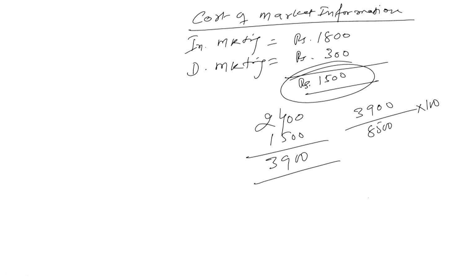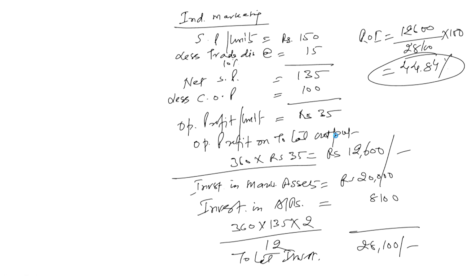The return is going to cross a limit now, and this will be 45.88% or almost 46%. In case of indirect marketing it was 44.84%. So, it means it is better for us to go for direct marketing and not to depend upon indirect marketing.